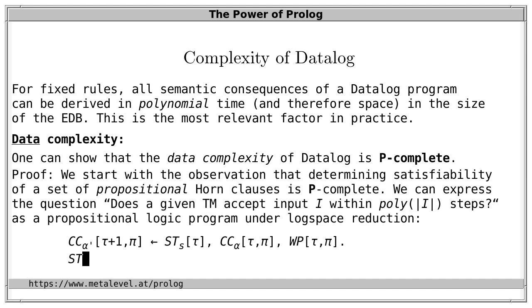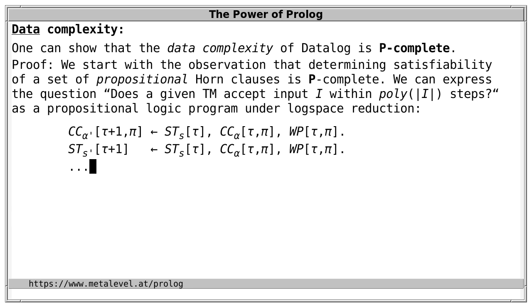depending on how the Turing machine is defined. And analogously for the states of the machine, the state at time tau plus 1 shall be S prime if the state at time tau is S, the cell content at time tau and position pi is alpha, and the workhead position at time tau is pi. And again, we use such rules for all states and so on. And in this way, we can model the entire Turing machine.